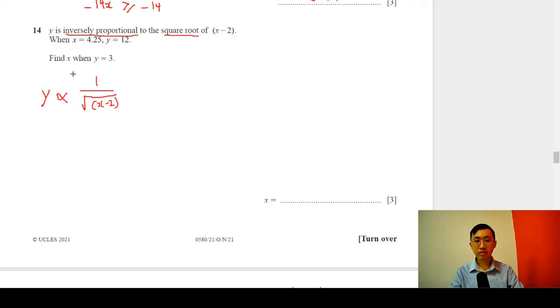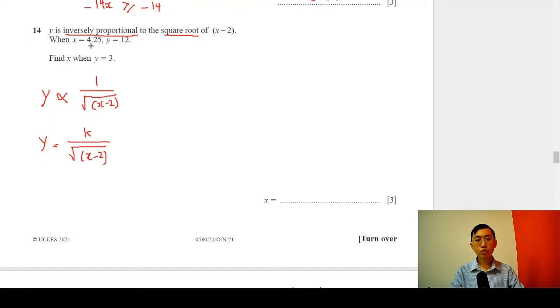Alright, so this is the first step. In order to change this proportion symbol into equal, you need to multiply with constant k. So k over square root, copy back x minus 2. Okay, now we can continue with our second line.